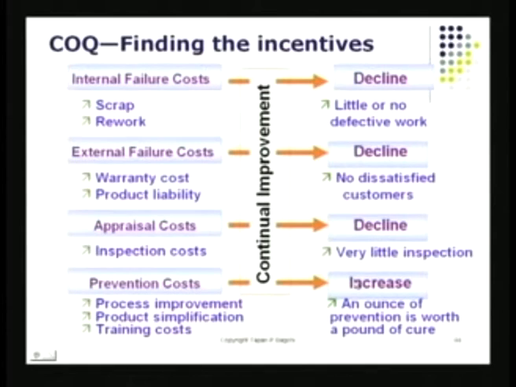If these increase, then I've got a decline in appraisal cost, a decline in external failure cost, and a decline in internal failure cost. So this is the best place to spend money. The best place to spend money is an ounce of prevention, and that's going to be worth a pound of cure.